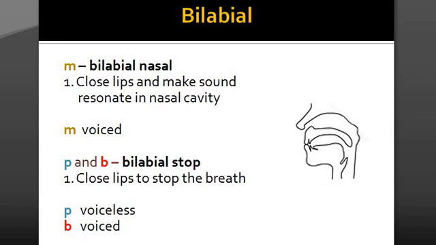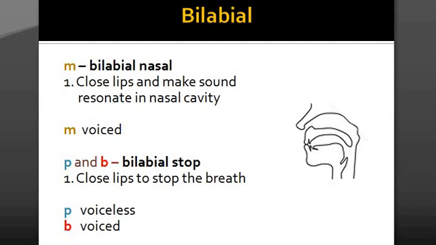Last week we learned some consonant sounds. Consonants in English are more important than vowels. So first we started with the bilabial sounds. Bilabial. So remember that bi means two and labial means lips. So three sounds, m, p, and b. These are sounds that you make with your lips.